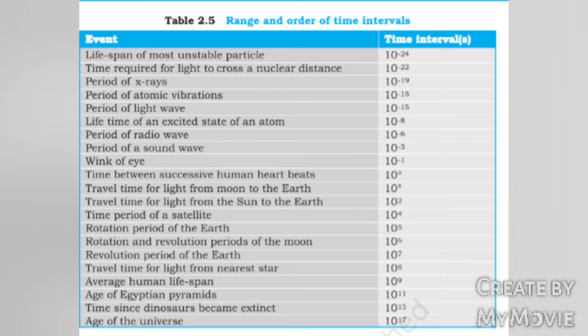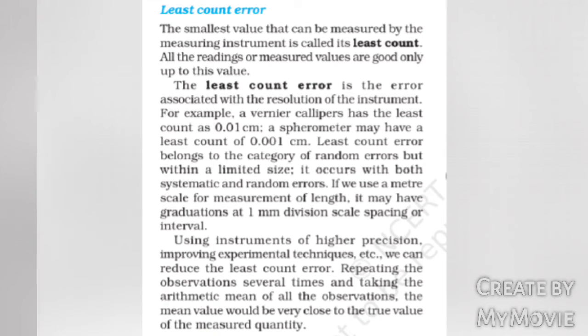Average human lifespan: 10^9 seconds. Age of the Egyptian pyramids: 10^11 seconds. Time since dinosaurs became extinct: 10^15 seconds. Age of the universe. Least count error.